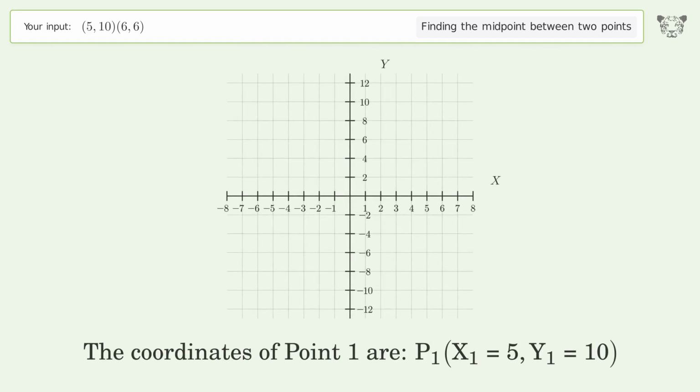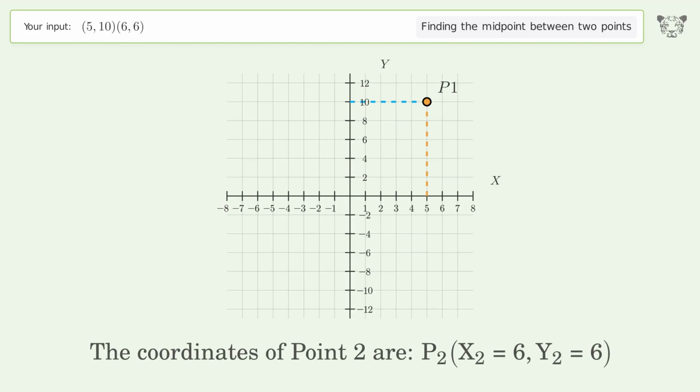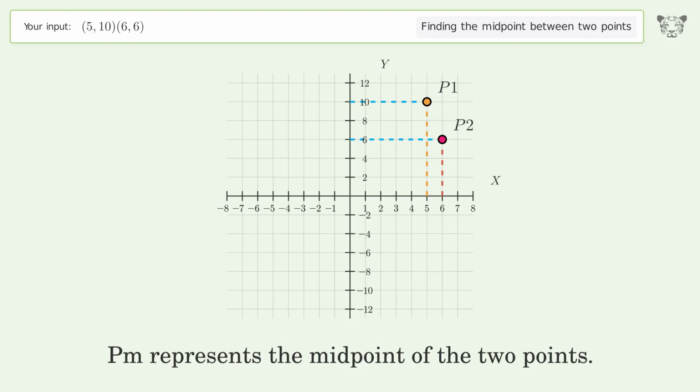The coordinates of point 1 are x1 equals 5, y1 equals 10. The coordinates of point 2 are x2 equals 6, y2 equals 6. PM represents the midpoint of the 2 points.